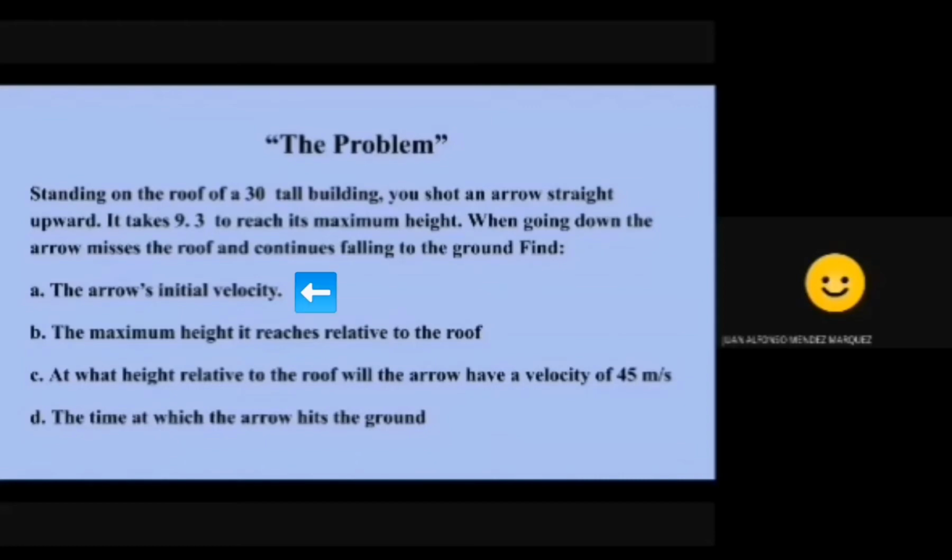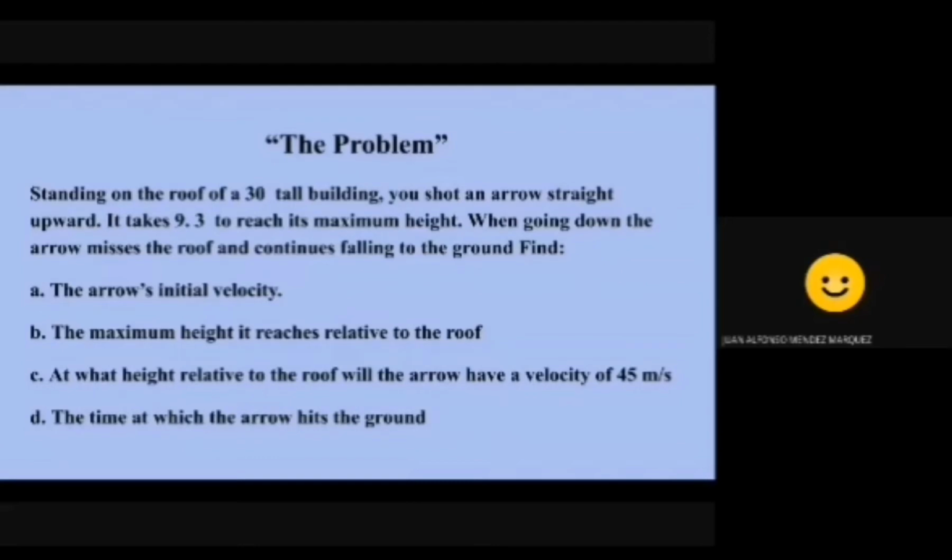The A tells us to find the arrow's initial velocity. The B, the maximum height it reaches relative to the roof. The C, at what height relative to the roof will the arrow have a velocity of minus 45 meters per second? And the D, the time at which the arrow hits the ground.